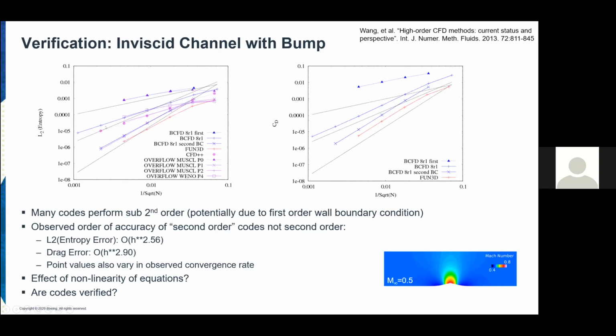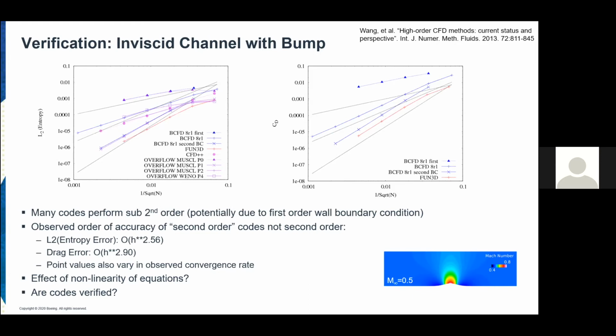And that, of course, begs the question, well, why is that? Well, at least with BCFD, I can confirm that the reason is because it's using a first order inviscid wall boundary condition. And that ends up generating entropy and makes the overall prediction go from second order to first order. And that's exactly what the theory would suggest should happen.